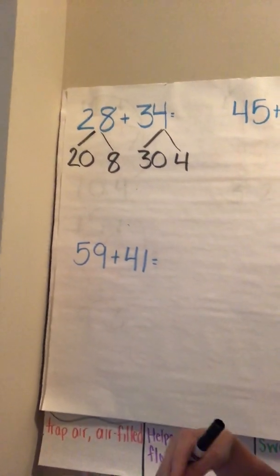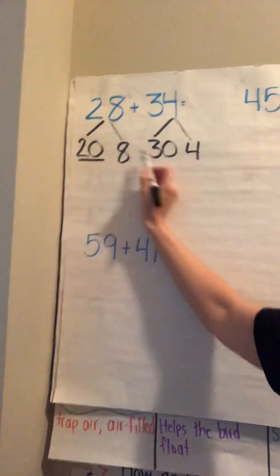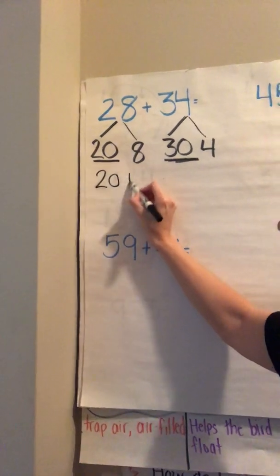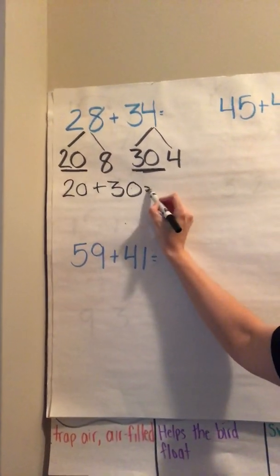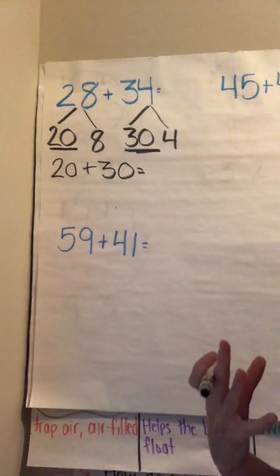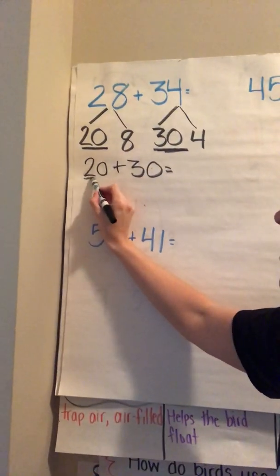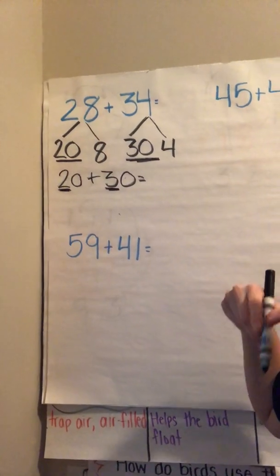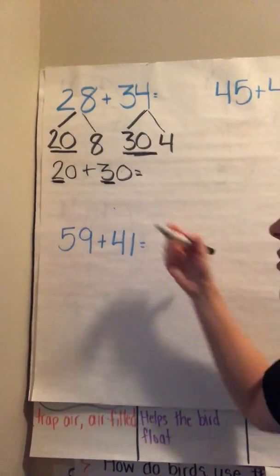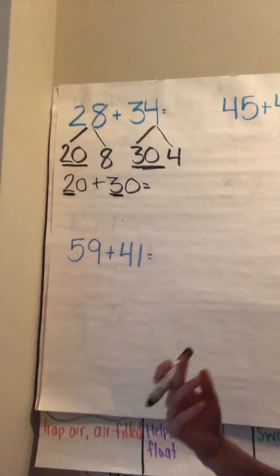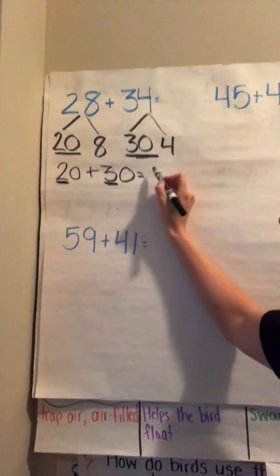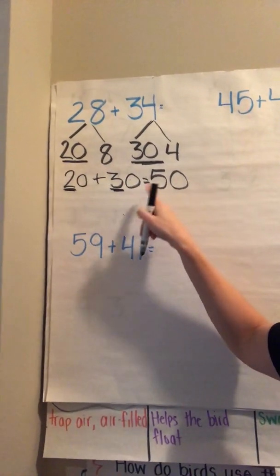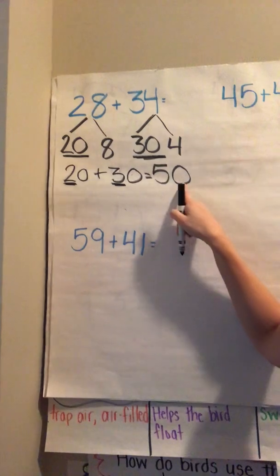Then we're going to add them separately. First we're going to add our tens together. So we're going to have 20 plus 30 equals. Now that looks like big numbers. So what you could think about is, what is 2 plus 3? Our 2 tens plus 3 tens equals 5. Right, but we're adding tens, so we don't just say 5. If we have 5 tens, we really have 50. So 2 and 3 make 5, but we need to have that 0 because we're talking about our tens.